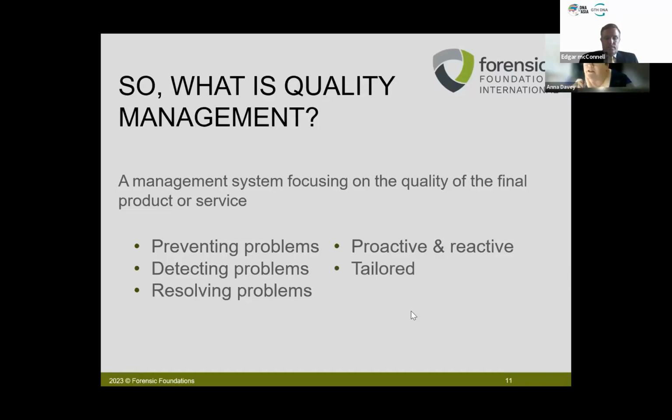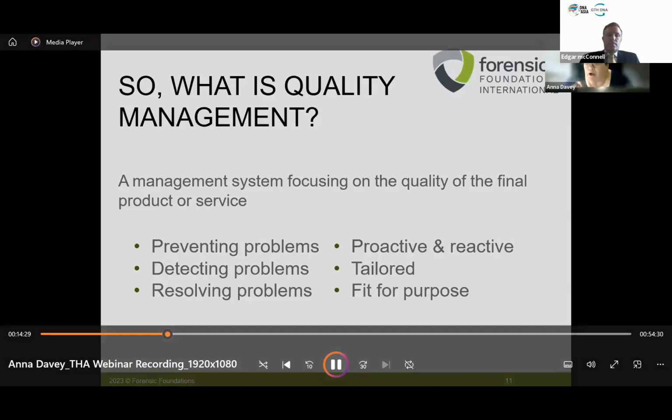A quality management system needs to be tailored. Every organization is going to be different. And so you can't have one quality management system that suits all organizations. We'll talk about this a little bit more later, but each organization needs to work out its own quality management program. And that quality management program needs to be fit for purpose. What is the organization trying to achieve? What are their aims? What are their goals? And how are we going to get there?